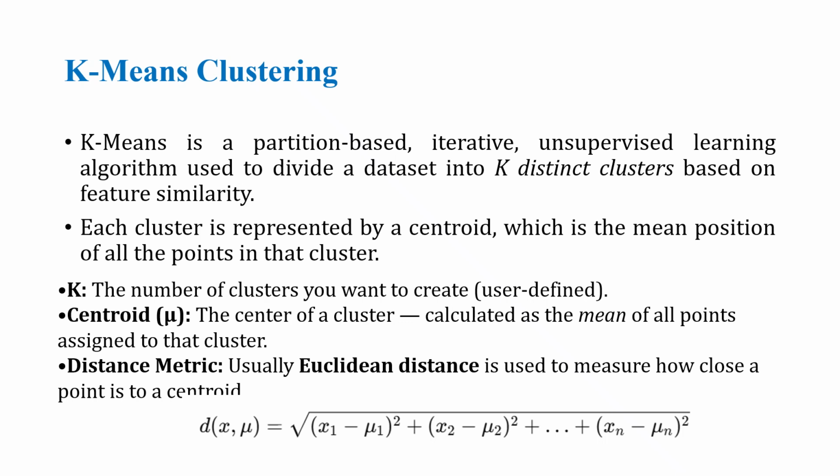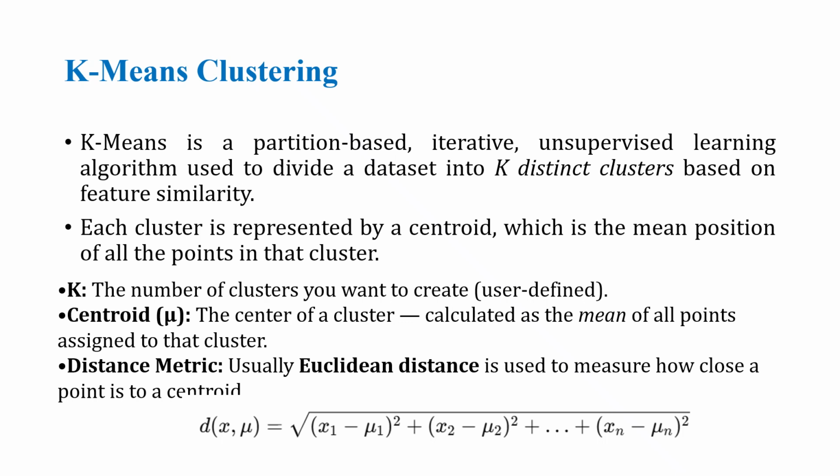Good morning. Today we are going to discuss K-means clustering. K-means is a partition-based iterative unsupervised learning algorithm used to divide a dataset into K distinct clusters based on feature similarity. Each cluster is represented by a centroid, which is the mean position of all the data points in that cluster. K is the number of clusters you want to create.